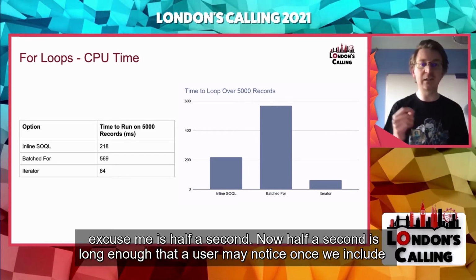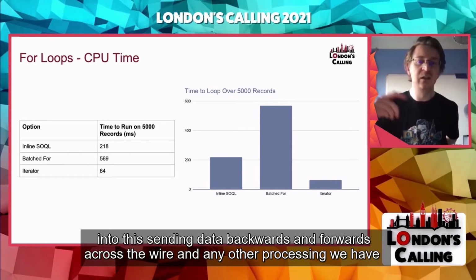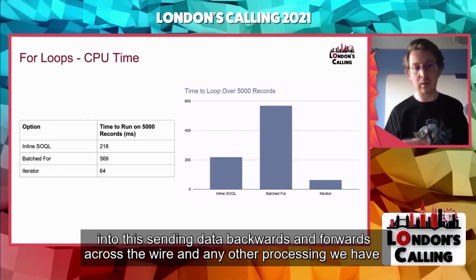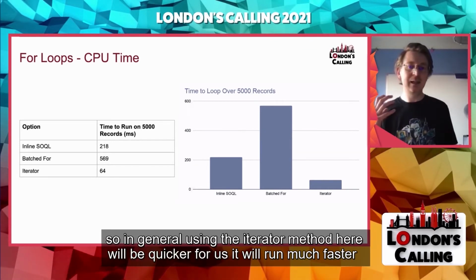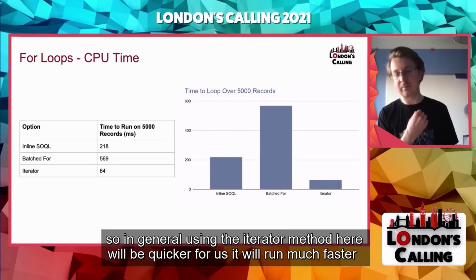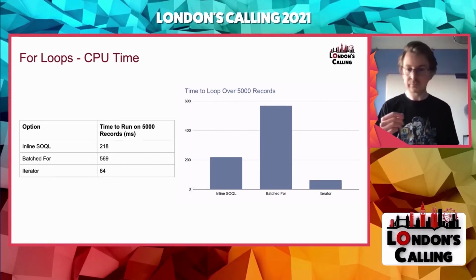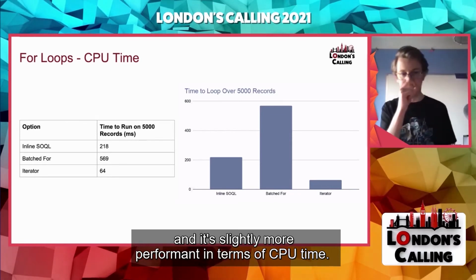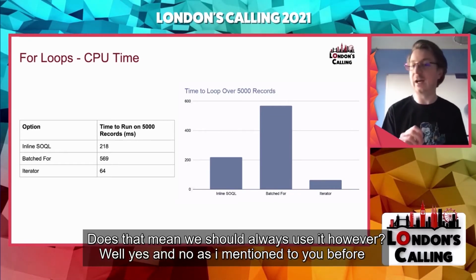Half a second is long enough that a user may notice, once we include sending data backwards and forwards across the wire and any other processing we have. So in general, using the iterator method will be quicker for us. It will run much faster and is slightly more performant in terms of CPU time. Does that mean we should always use it, however?